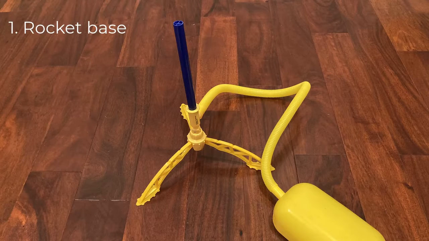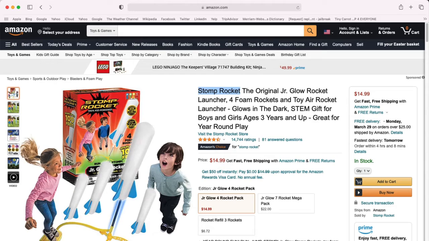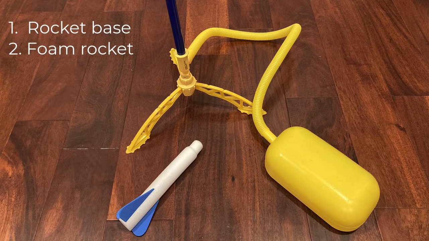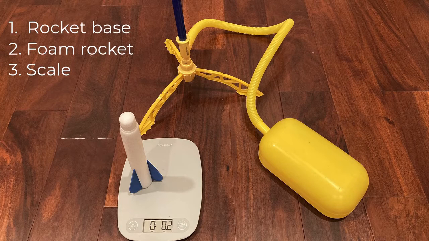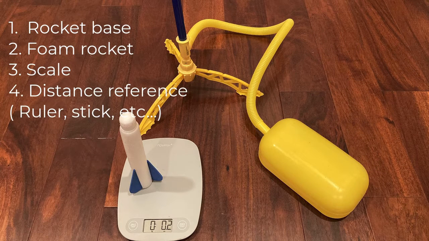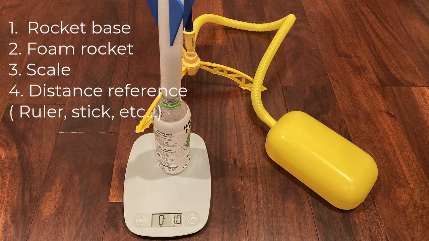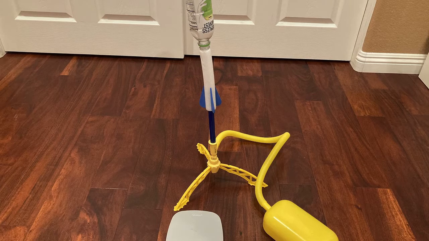For this project, you're going to need a stump rocket, which you can find easily on Amazon. There are also some foam rockets included inside the package. And to calculate everything, you will need a scale to see the mass of the object and a distance reference, like a ruler, for the video measurement. You will also need a bottle of water to make your rocket heavier if you don't want it to lose control in the wind.